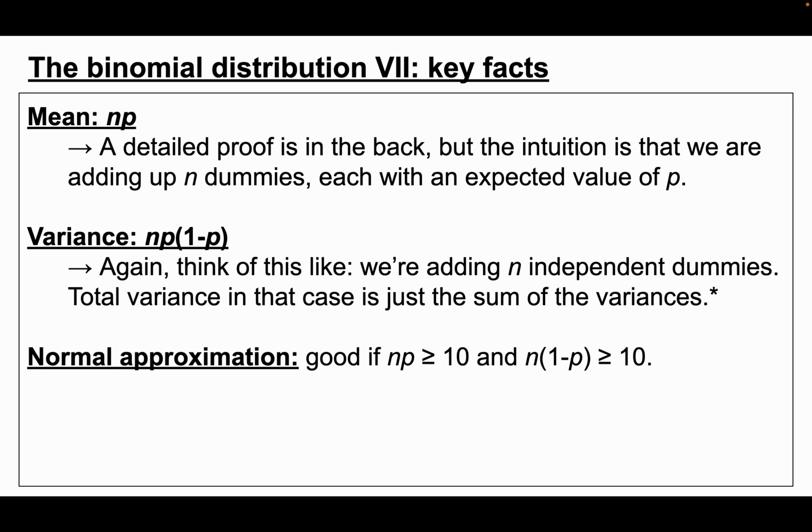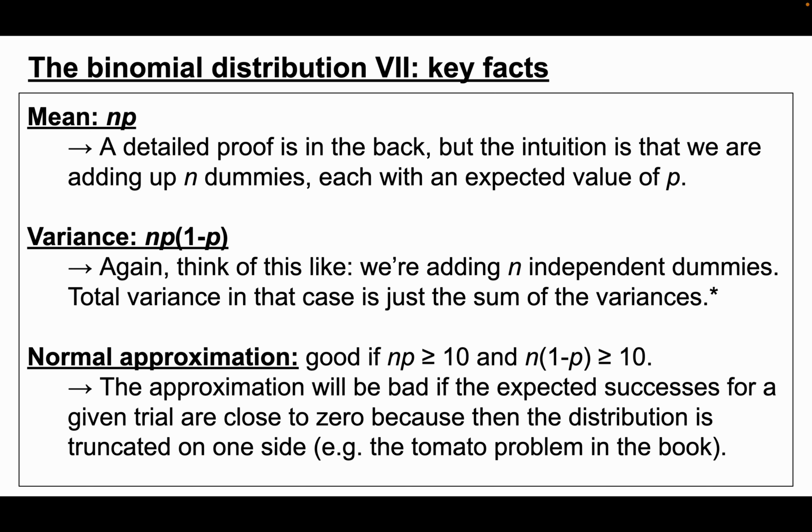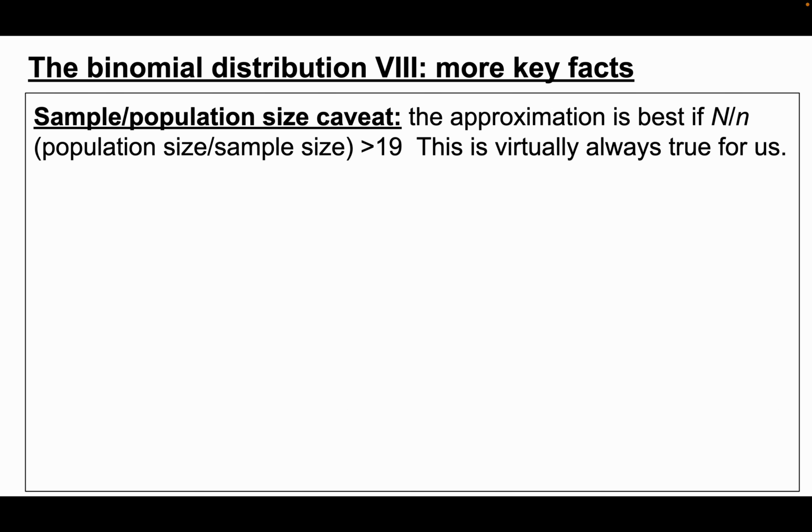But if you don't have that situation, so let's say you have a very large n, but your p is very small, so n is say 1,000, or let's say to make the math easier, n is equal to 100, but p is equal to 0.005, then you're in some trouble because the center of the distribution is going to be located very near to zero, which makes it not a good normal approximation. The tomato problem in the book is a good example of that, by the way. I know I'm just saying that stuff out loud, but hopefully you can visualize it.